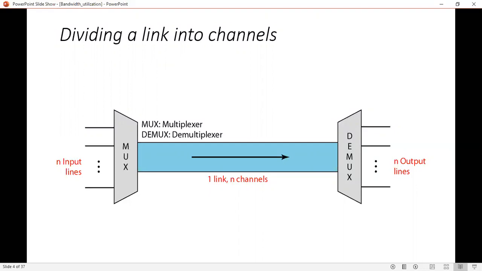The diagram shows n input lines, which are multiplexed into one data link, and at the receiver side you have a demultiplexer which routes each data stream into separate output lines. The link is divided into channels, that is, the channels are nothing but a portion of a link.